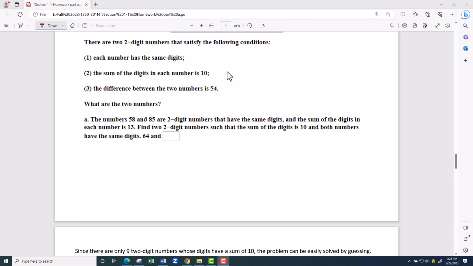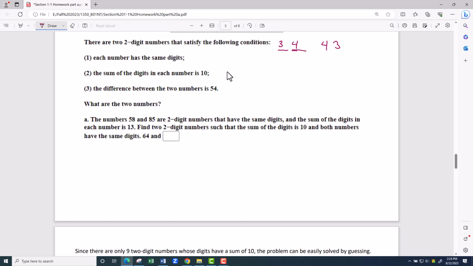There are two-digit numbers that satisfy the following. Each number has the same digits. So when we're talking about two-digit numbers, we're talking about something like 34 or 43. And wherever it says the same digits, that means that they have the same two numbers.